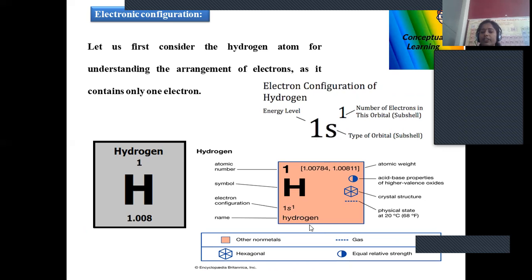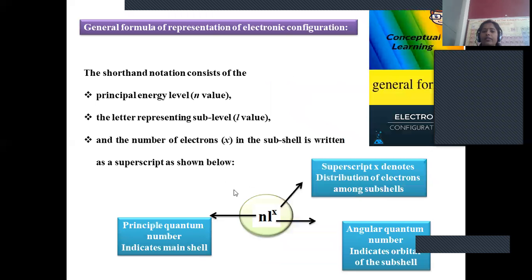So here it is 1s1, the electronic configuration for hydrogen, its atomic number being 1, it is indicated as 1, and the atomic mass is given here, and the symbol of hydrogen. Hydrogen is represented with H. The electronic configuration is 1s1. The name of the element will be hydrogen. It will be in the form of a hexagonal crystalline structure, and it is always represented in a gaseous form. These dotted lines indicate a gaseous form, and the atomic weight is represented as 1.008 atomic mass units. This is about the general representation of electronic configuration for the simplest element, hydrogen, containing only one electron, right?